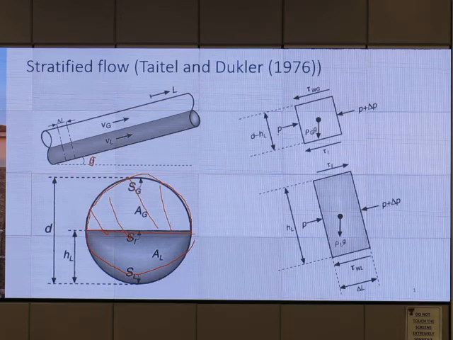And we have small p, pressure at this side of the control volume, P plus delta P on the right side of the control volume of the gas. Gravity is downward. And this is the control volume for liquid. HL is the liquid height, D minus HL is the gas height.